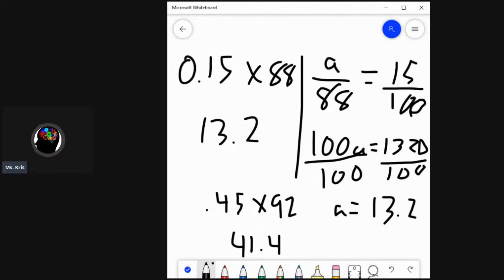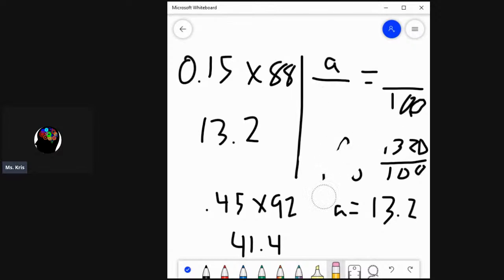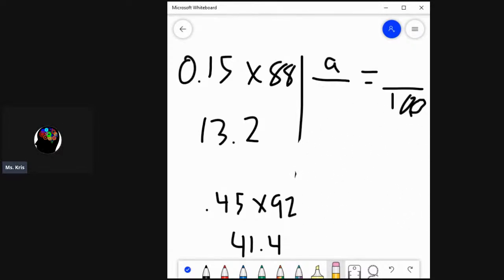Again, of course, you still can cross multiply it, like so. But for me, I simply just change the 45 over 100 to 0.45 because 45 over 100, you move two decimal places. Once you do that, you multiply by 92, you still get the answer of 41.4.